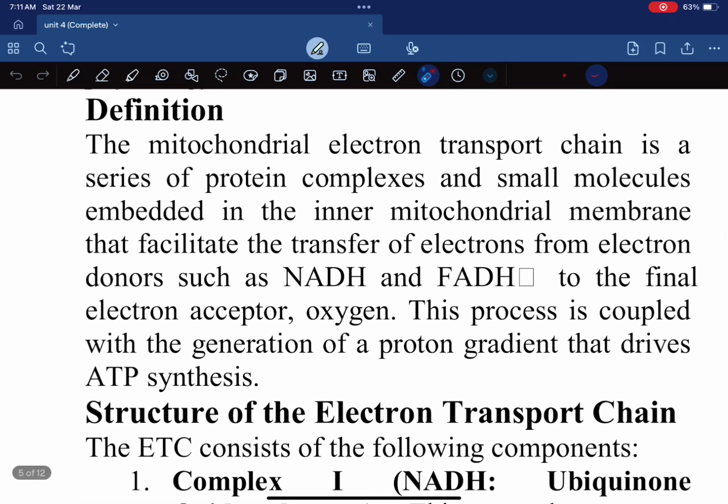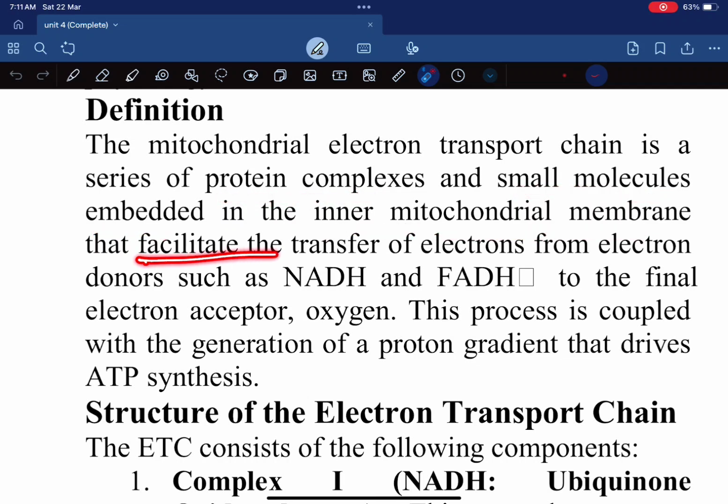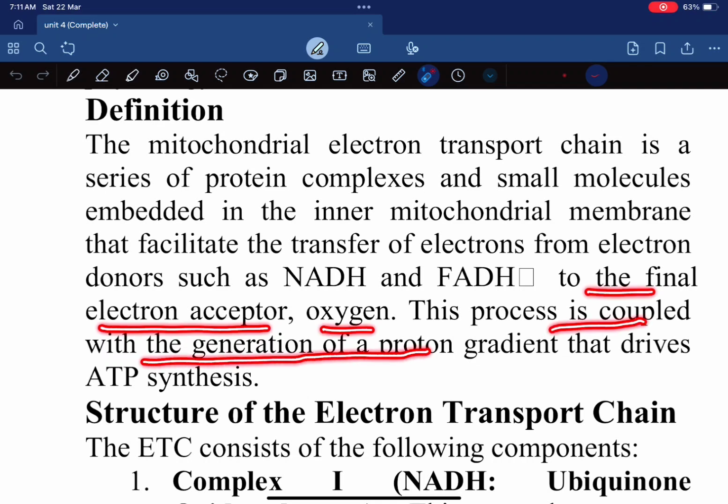Definition: the mitochondrial electron transport chain is a series of protein complexes and small molecules embedded in the inner mitochondrial membrane that facilitates the transfer of electrons from electron donors such as NADH and FADH2 to the final electron acceptor, oxygen. This process is coupled with the generation of a proton gradient that drives ATP synthesis.